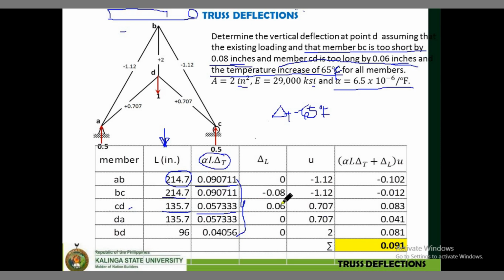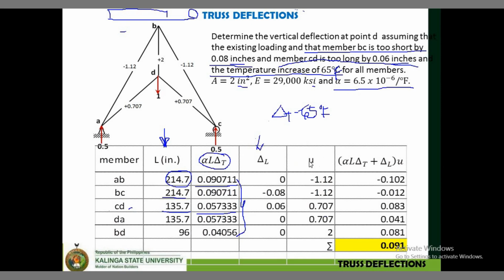As for other members, wala nang minention si problem. So, since hindi na mention si AB, DA, and BD, 0 yung change in length ni AB, DA, at saka BD. Ang may change in length lang ay si BC at saka si CD. Kasi yun yung nakalagay sa statement. Okay tayo dito sa column ng delta L.